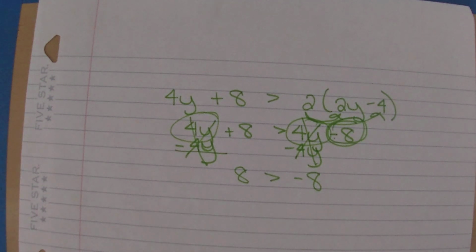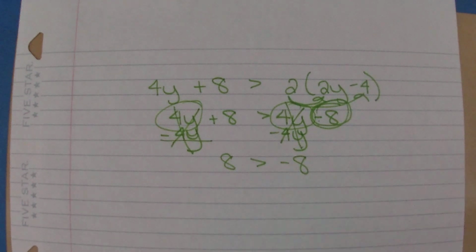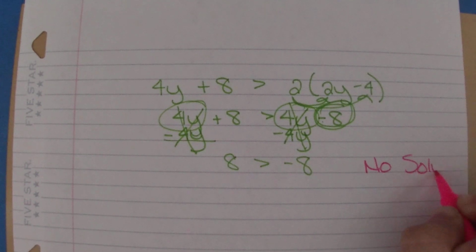Whenever that happened and we got a true statement, we would say that it was all solutions, or that it had infinitely many solutions, right? Because we could pick all of them. If it was false, we said that there were no solutions. So in this case, 8 is not greater than -8. That is a false statement, so we would say that this is no solution.